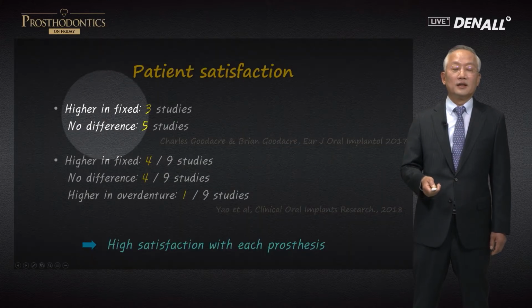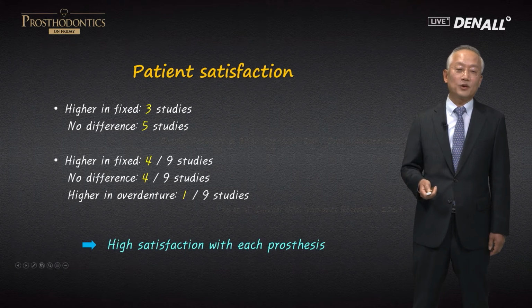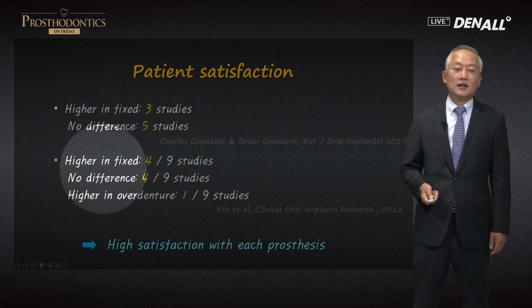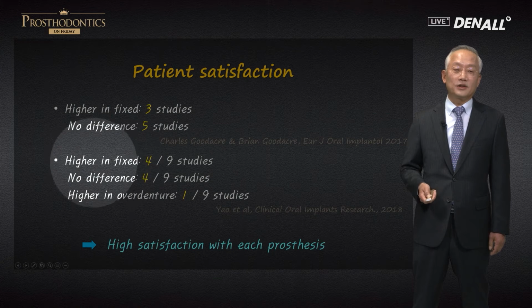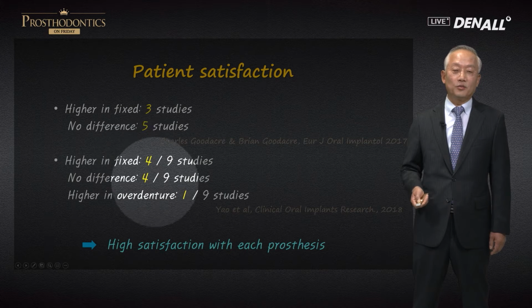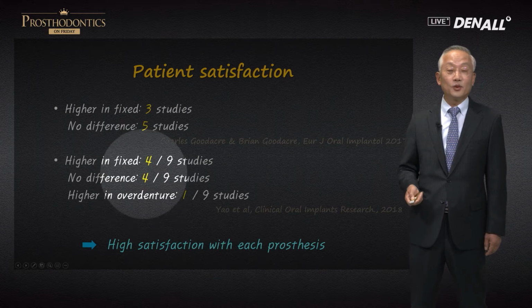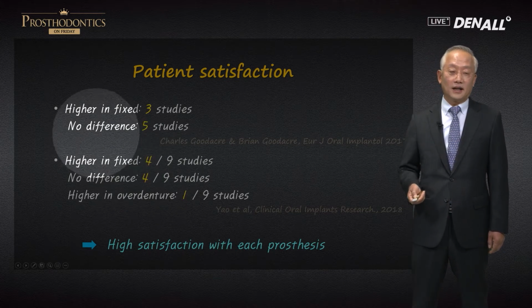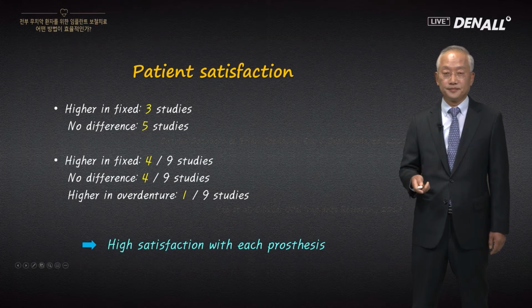As shown here, out of 8 studies, 5 say that there is no major difference between fixed and removable, and 3 say fixed is slightly better. In a different study, approximately half say there's no difference between fixed and removable, and the other half say fixed is slightly better. One says that removable overdenture is better. We can conclude that both removable and fixed show a very high patient satisfaction rate.